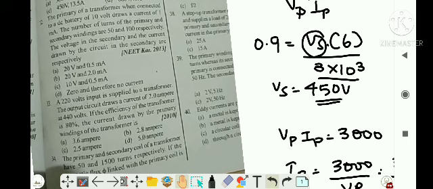220 volt input is supplied to a transformer. The output circuit draws a current of 2 ampere at 440 volts. If the efficiency of the transformer is 80%, find the current drawn by the primary windings, that is, you are asked what is Ip. Clear? So here in place of secondary I will write 2 and primary I will write 1.